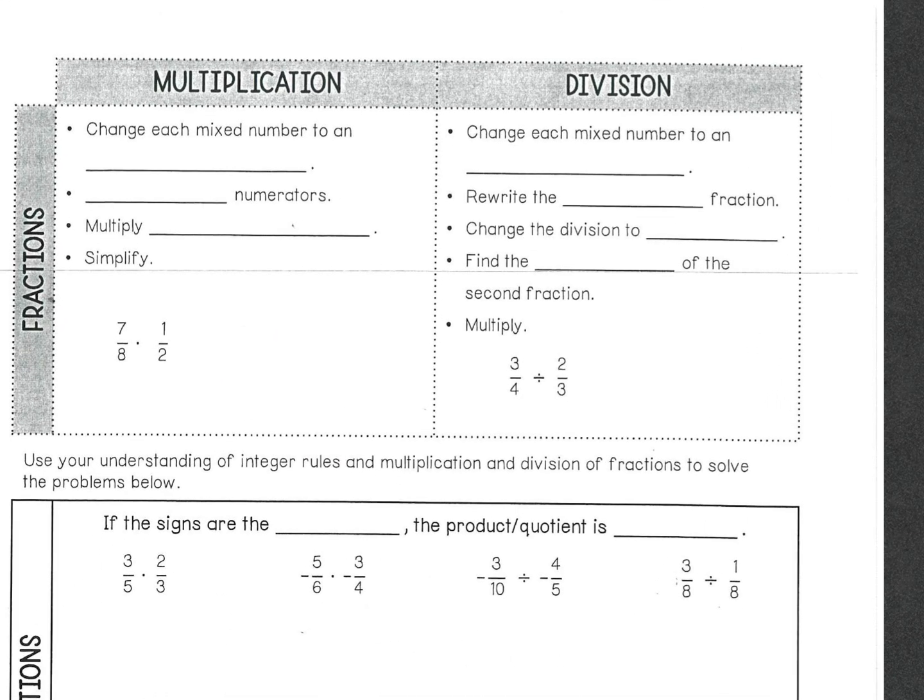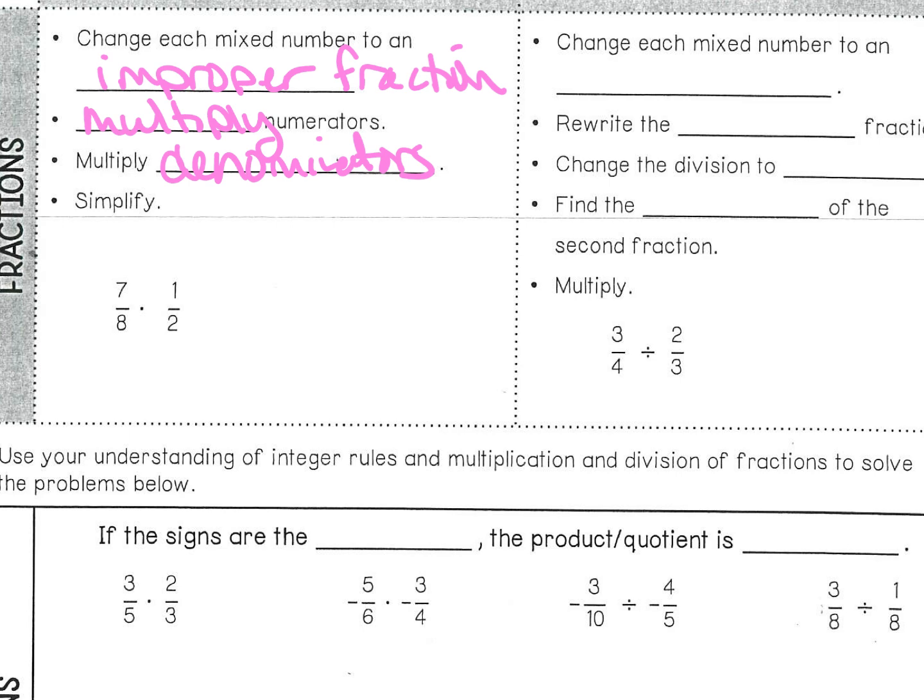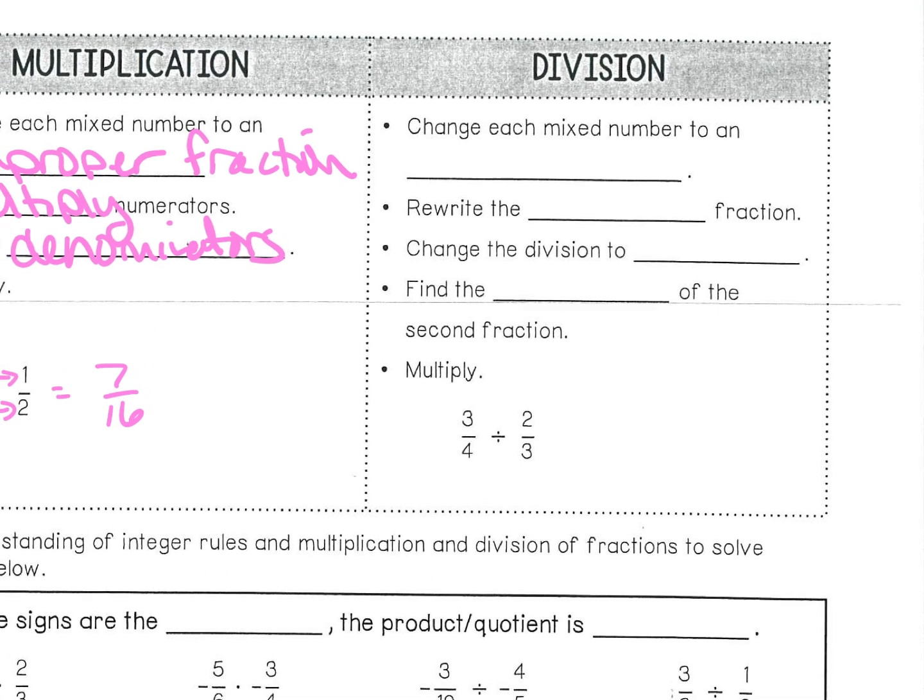So fractions are the same way. We change a mixed number to an improper fraction. If you don't have a calculator, you want to do it this way. You're going to multiply the numerators and multiply the denominators. Sometimes this actually is easier than using a calculator. So remember, you multiply straight across. So this is 7 over 16, and we had already simplified that for you.